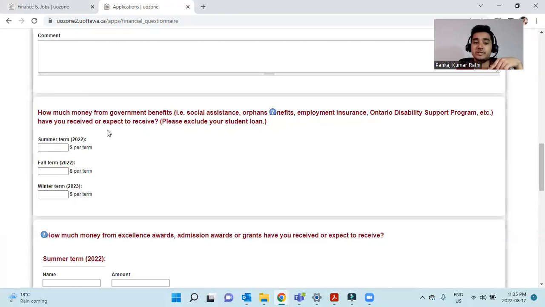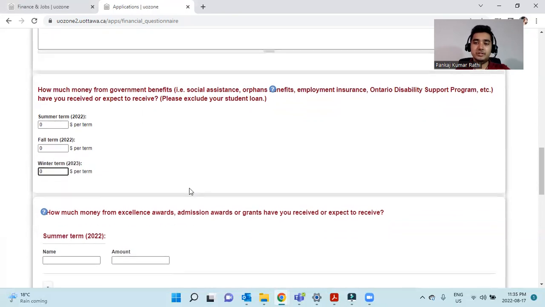Next, how much money from government benefits, social assistance, or orphanage benefits, employment insurance, Ontario Disability Support System, etc. have you received or expect to receive? This is basically, are you receiving any? Here it's clearly mentioned to please exclude your student loan. So this is basically, have you got any scholarships here? It is 0, 0, and 0 for everyone. Because we have not received any scholarships from any of them, mention it as 0.